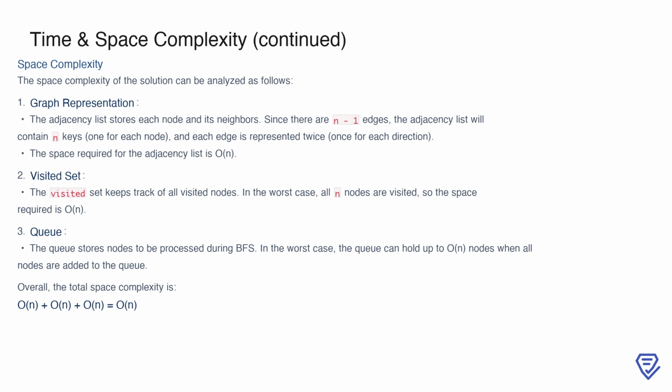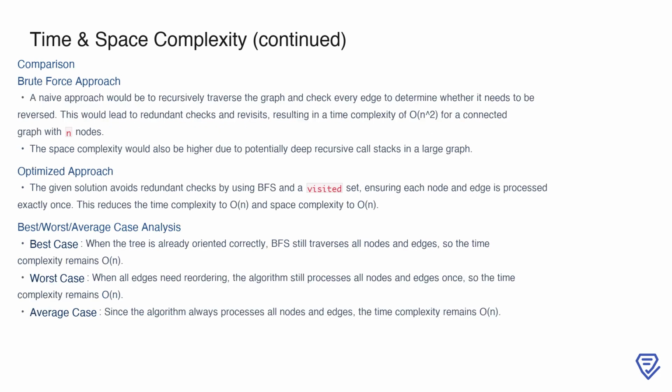Let's compare this optimized solution to a brute force approach. A naive method would recursively traverse the graph, checking every edge to determine whether it needs reversing. However, this would lead to redundant checks and revisiting nodes, resulting in a time complexity of O(n squared) for a connected graph with n nodes. Additionally, the recursive calls would increase space usage due to deep call stacks.